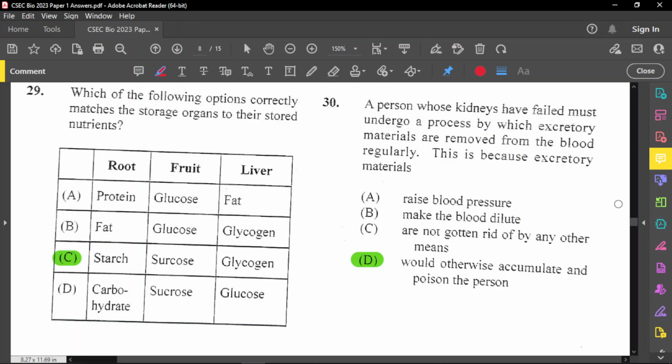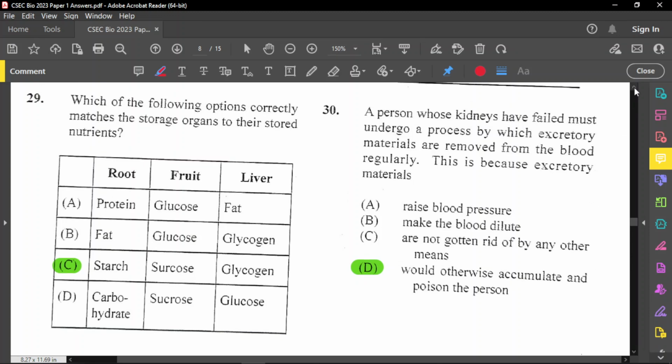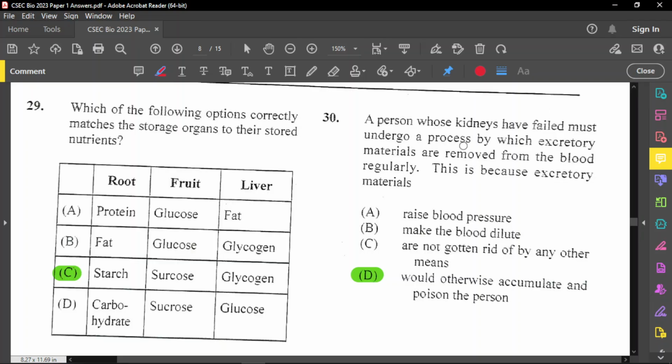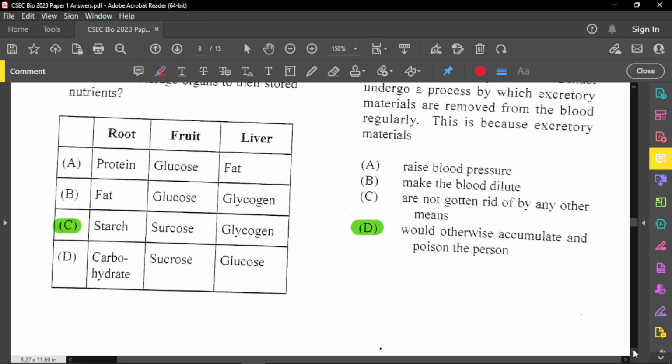All right, so question number 30, which is right across from here, is that a person whose kidneys have failed must undergo a process by which excretory materials are removed from the blood regularly. This is because excretory materials will otherwise accumulate and poison the person. I sure saw this question. That's a repeat question. I can guarantee it is.